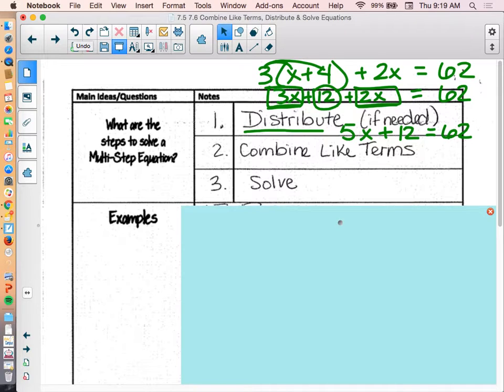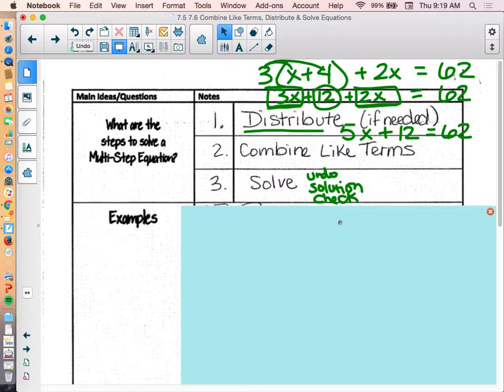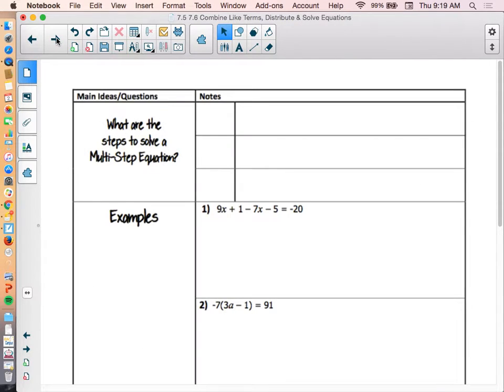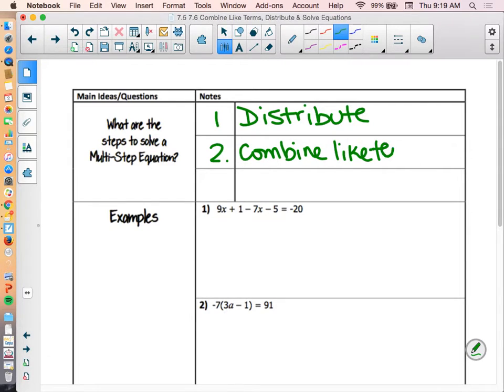So again, the last thing is to solve. Remember that solving includes undo, solution, and check. So those 3 things need to happen after you distribute and combine like terms. All right, so let's try an example. This first example, again, I'll just rewrite this. Distribute, combine like terms, and then solve.